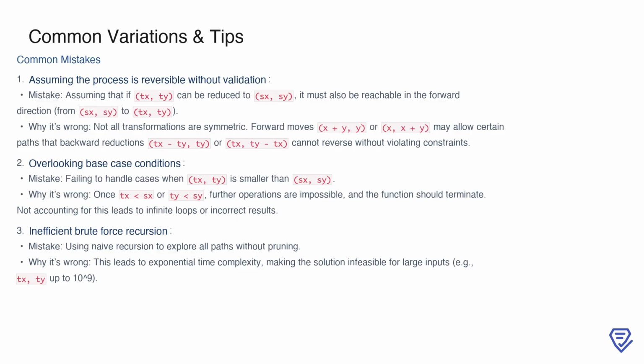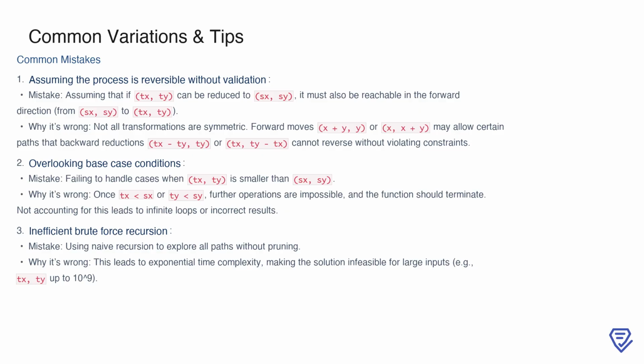One of the common mistakes when solving the reaching points problem is assuming that the process of reducing (tx, ty) to (sx, sy) is always reversible. This is not true because the transformations are not symmetric. While forward moves like (x+y, y) or (x, x+y) are valid, the reverse reductions, such as (tx, ty) to (tx, ty-tx) or (tx-ty, ty), may violate constraints or become infeasible.